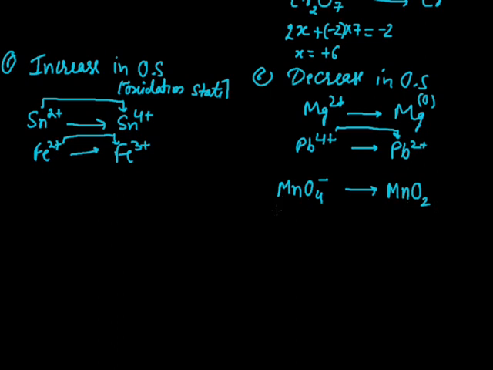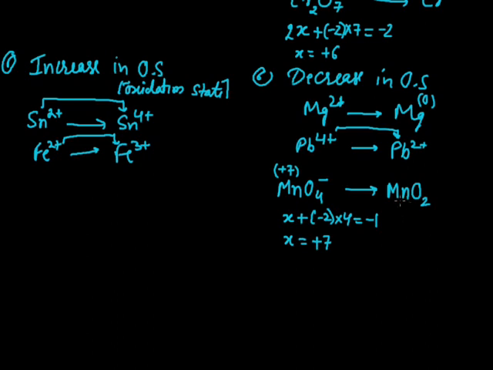We can calculate the OS of manganese. Now if we put the OS of manganese as X plus OS of oxygen -2, here 4 atoms are present, so we multiply it by 4, and this is equal to the total charge. Total charge is -1 and it will be +7. So we can say that in permanganate ion, OS of manganese is equal to +7.